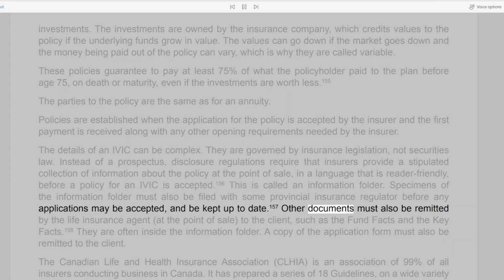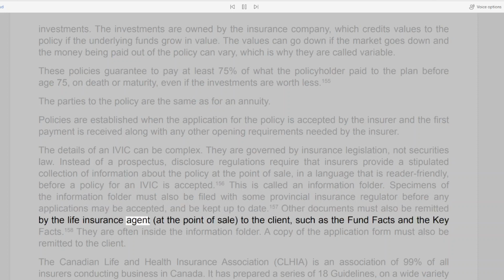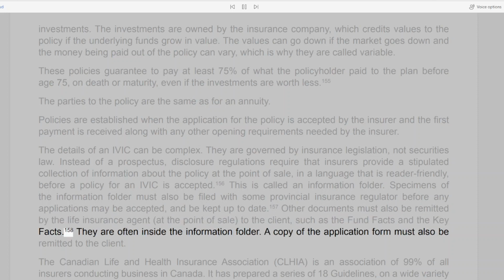157. Other documents must also be remitted by the life insurance agent at the point of sale, to the client, such as the fund facts and the key facts. 158. They are often inside the information folder. A copy of the application form must also be remitted to the client.